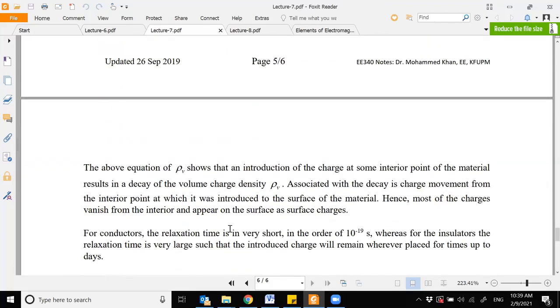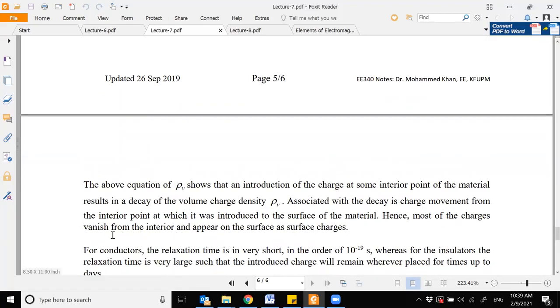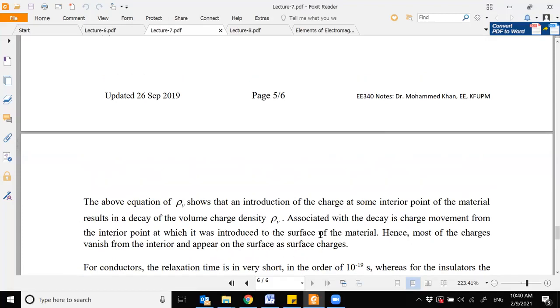This equation tells us that the above equation of rho v shows that an introduction of charge at some interior point of the material results in a decay of volume charge density rho v, and associated with the decay is the charge movement from the interior point at which it was introduced to the surface of the material. Hence, most of the charges vanish from the interior and appear on the surface as surface charges.